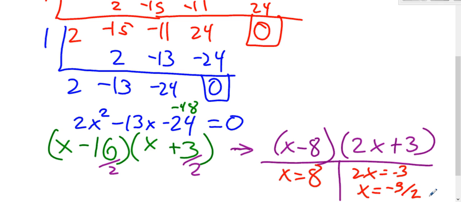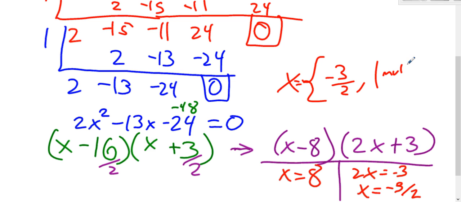So to list all of our zeros, we got 1 as a 0 2 times, negative 3 over 2, and 8. So negative 3 over 2, 1 with a multiplicity of 2, and 8.